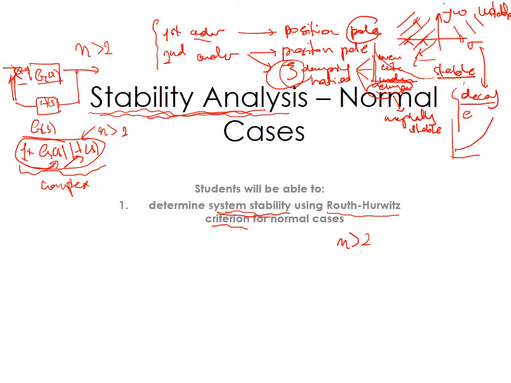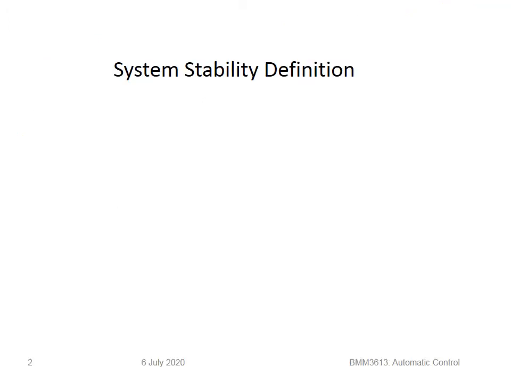We're using this particular method to determine the stability of a system with an order n larger than 2. It could have any value of n. We will be able to determine the stability of it. So in determining the stability, the Routh-Hurwitz criteria has 2 different cases. The first one is what we call normal cases. We'll see it later. And then the other one is the unusual cases, which we will study in part 2.